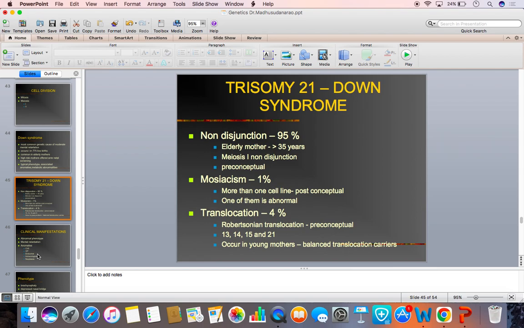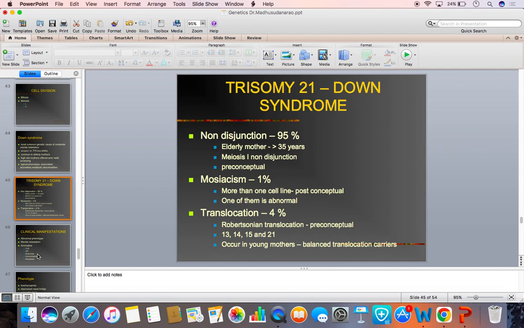It could be due to non-disjunction. It could be due to mosaicism. It could be due to translocation. Non-disjunction is responsible in 95% of the cases. Well, what are the risk factors for non-disjunction? Elderly mother, more than 35 years. Meiosis 1 non-disjunction is common.